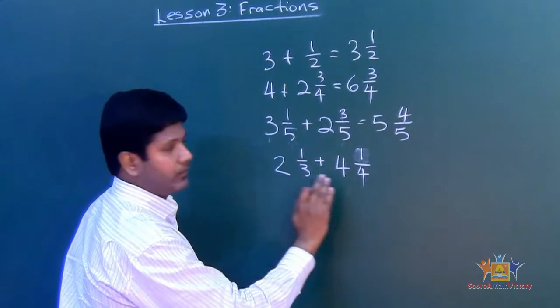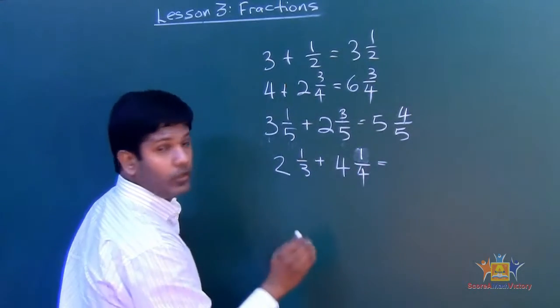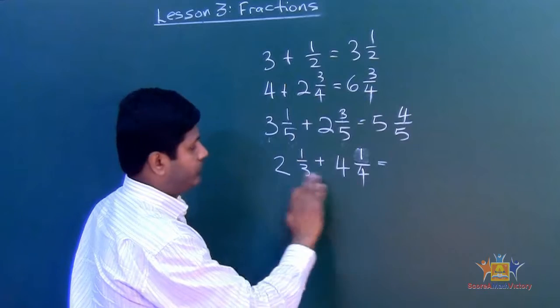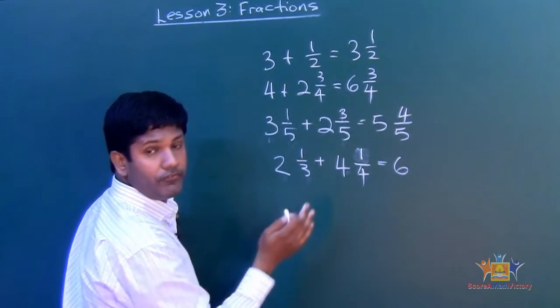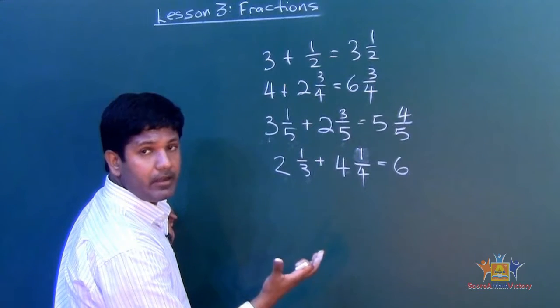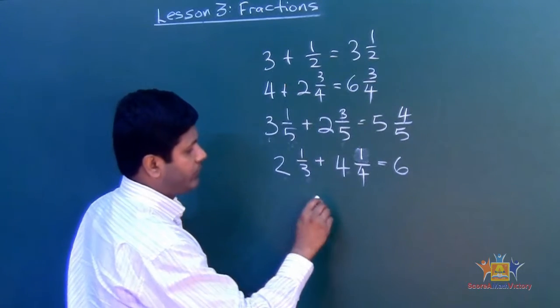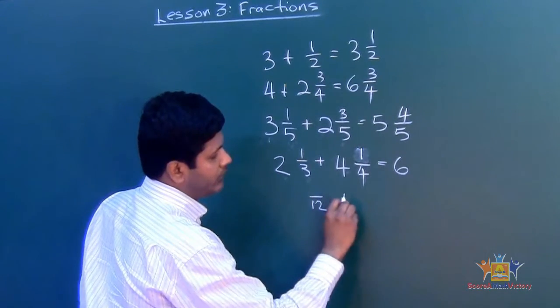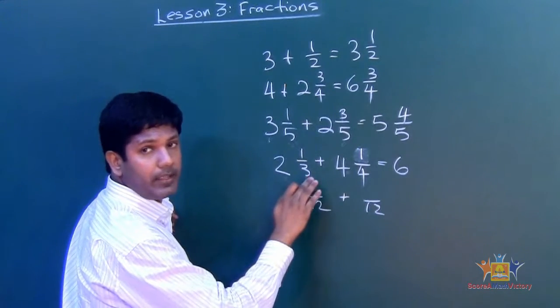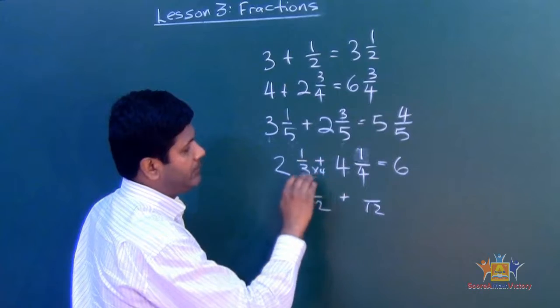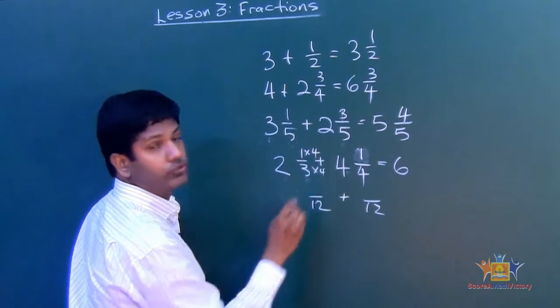So now we're going to find that. What do we do first? We add the whole number first. 2 plus 4 is 6. Now look at the fractions between 3 and 4. What is the common denominator for 3 and 4? 12. Very good. So we're going to make that into 12 and then 12. How do I get from 3 to 12? By multiplying 3 by 4. If I multiply 3 by 4, I multiply 1 also by 4.